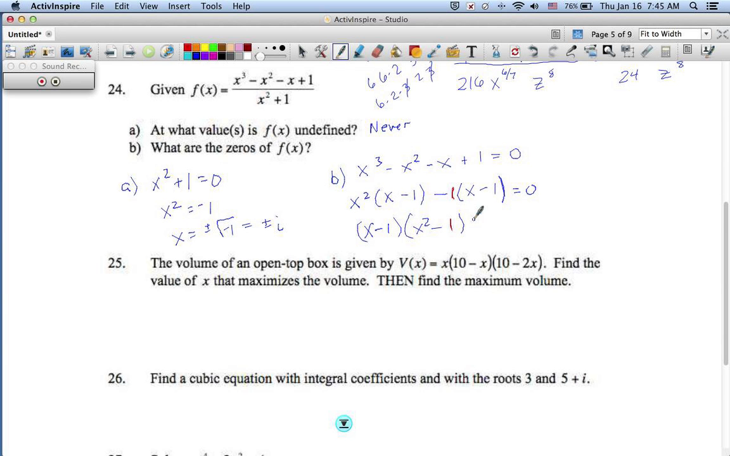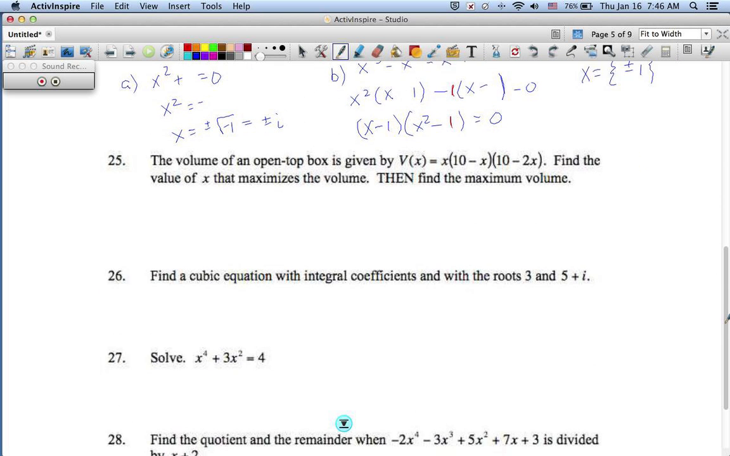And at this point, this is an easy one to solve now. So this one tells me x equals 1. And this one tells me x equals plus or minus 1. So I have 2 answers, 2 distinct answers, one of which is a double root. So those are the 3 roots we are expecting.